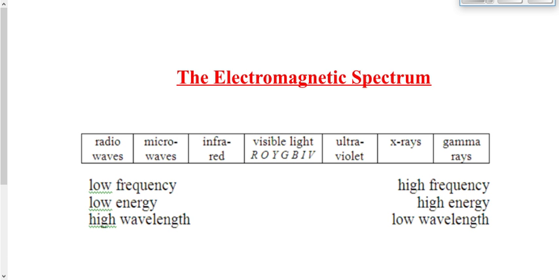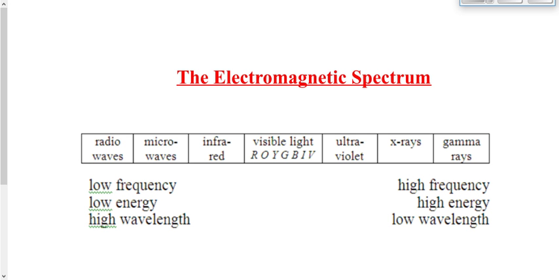All right, let's talk about the types of EMR now. You've already heard these, right? When you listen to the song at the beginning of your class, you heard the 7 types of EMR. You probably remember them, in order of increasing frequency. So frequency goes up as we go from left to right. Energy goes up as we go from left to right. Wavelength actually goes down as we go from left to right. So if you remember that song, you're going to remember them in terms of increasing frequency, increasing energy, or decreasing wavelength.